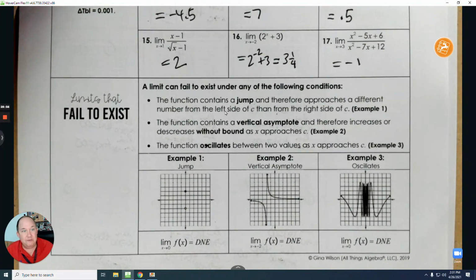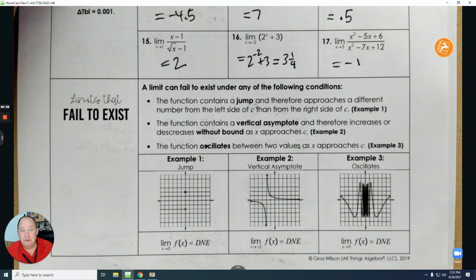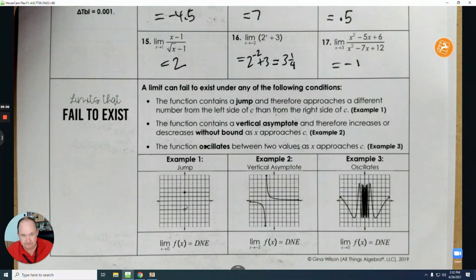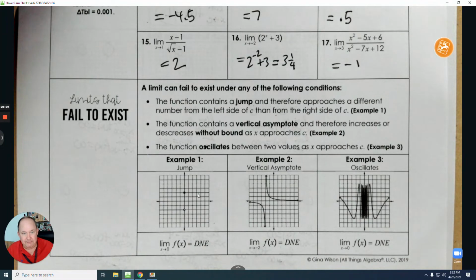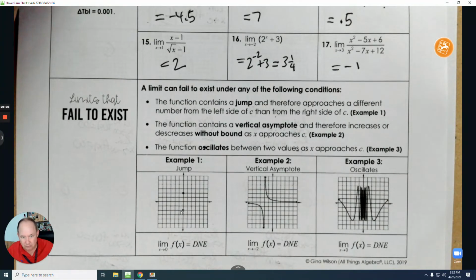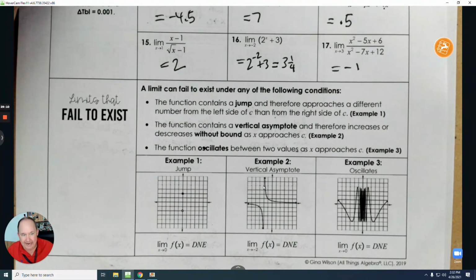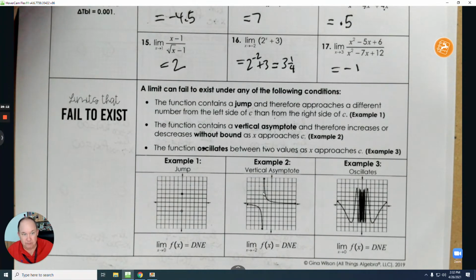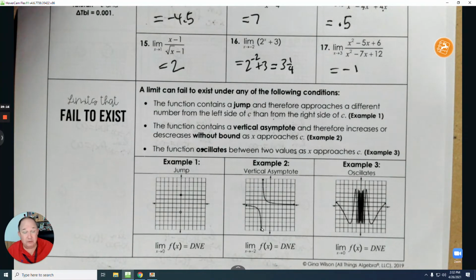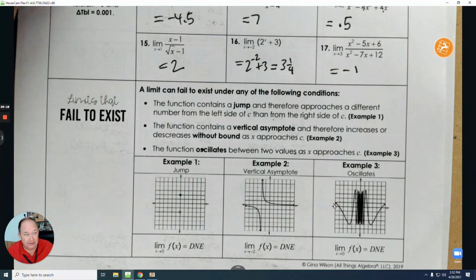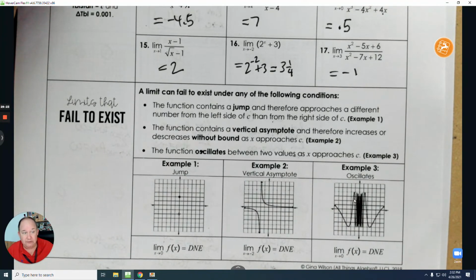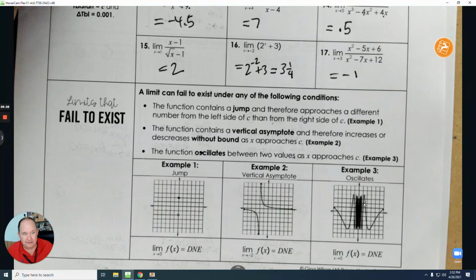It can fail to exist under any of the following conditions. The function might contain a jump. That's a discontinuity, and that means the right and the left don't agree on what the value is. So a jump in the graph. An asymptote would be it as well, and that means one end goes to infinity and the other end goes to -infinity. They don't agree. Or if it oscillates, if it goes up and down and never approaches a number because it keeps going up and down, up and down, up and down.